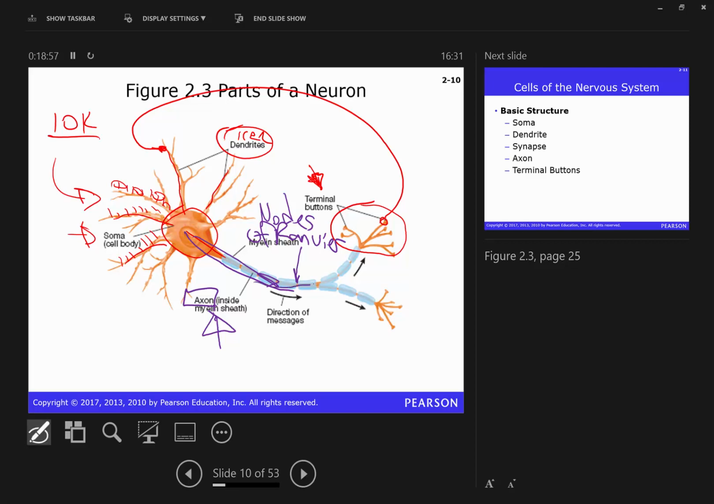Once that signal makes it down through the axon to the end, to these terminal buttons, at that terminal button there's a sequence of actions that occur. The end result of those actions is the release of neurotransmitter.